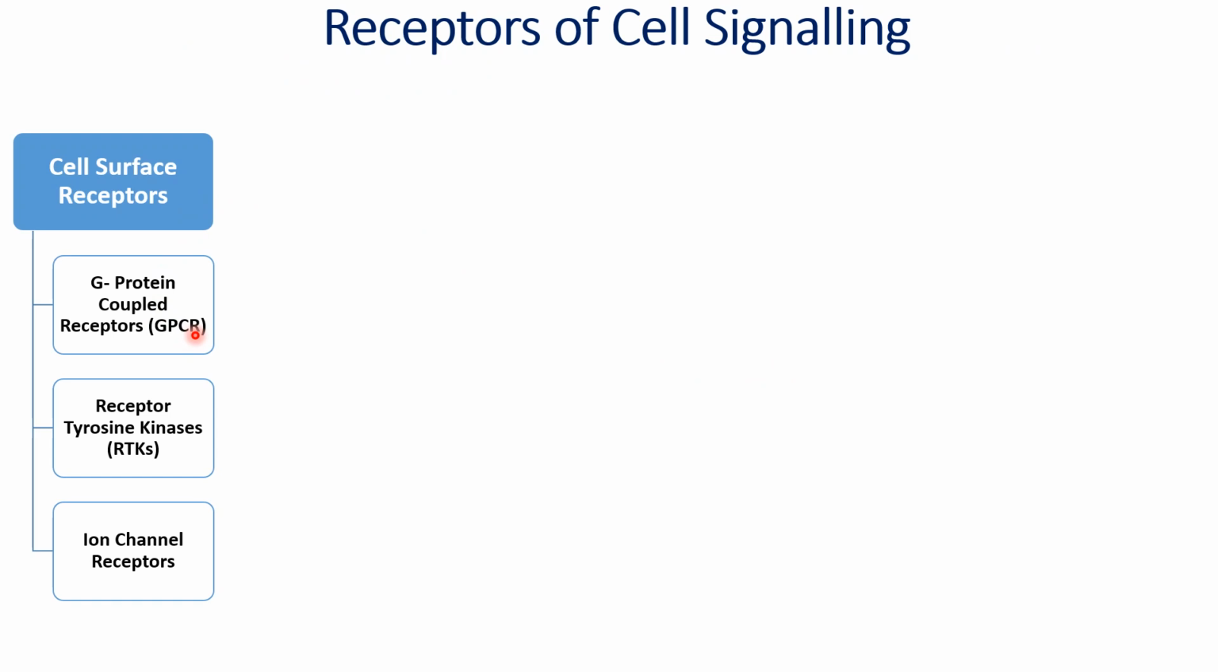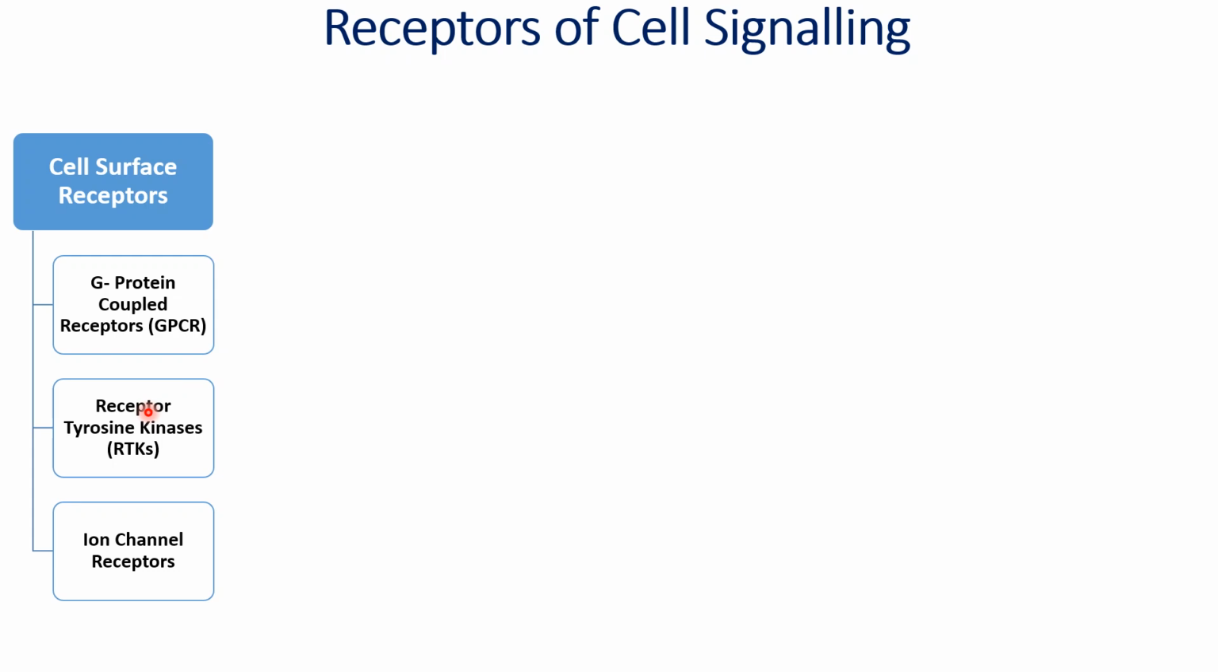GPCR is the abbreviation we are going to use. GPCRs are a class of cell surface receptors that activate G protein, which is a cytoplasmic protein, normally an intracellular signaling protein, to send a message inside the cells. Second one is receptor tyrosine kinase, which in abbreviation we are going to call RTK.